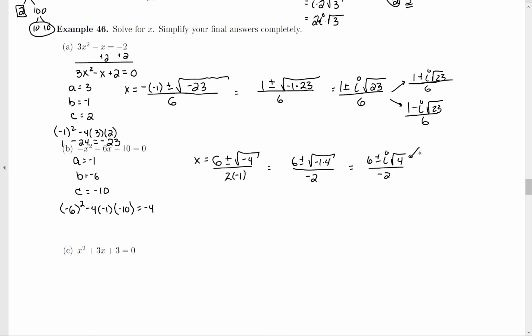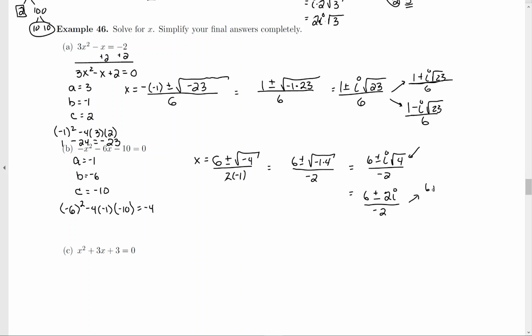But the square root of 4, I can simplify that. The square root of 4 is just 2, no longer under the radical. So this is 6 plus or minus i2, or 2i, divided by negative 2. All right, let's split this up and simplify it.